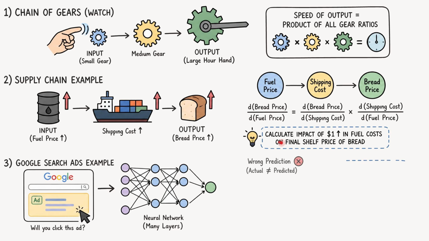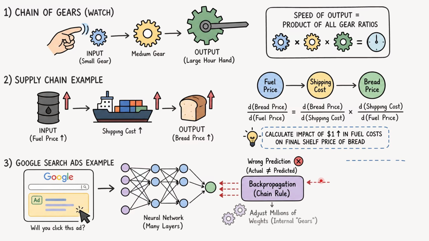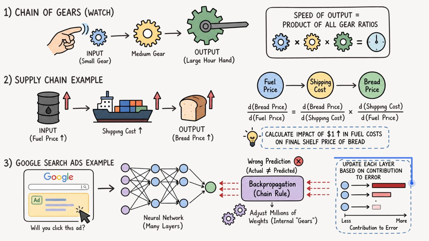When the AI makes a wrong prediction, Google uses the chain rule to perform a process called backpropagation. The system travels backward from that wrong prediction, multiplying the changes across the layers to adjust millions of tiny internal weights. By understanding exactly how much each individual layer contributed to the overall error, the system updates itself to be more accurate the next time.